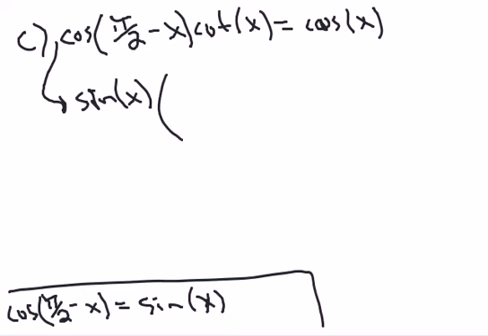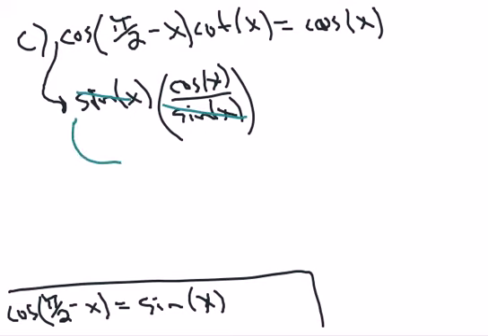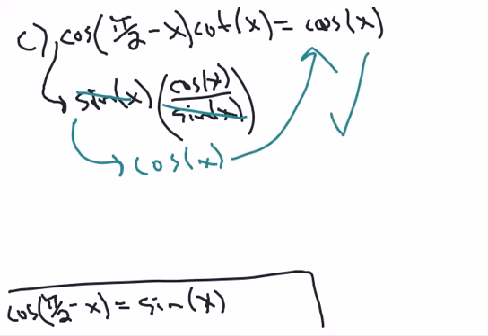and then I'm going to write cotangent of x as cosine over sine, just like we did in the last problem. Another common strategy again with cotangent and tangent. You see that the sines cancel, so I'm left just with cosine of x, and then I'm done, because that's exactly what they wanted me to show was true. Okay, so there's letter C for you.